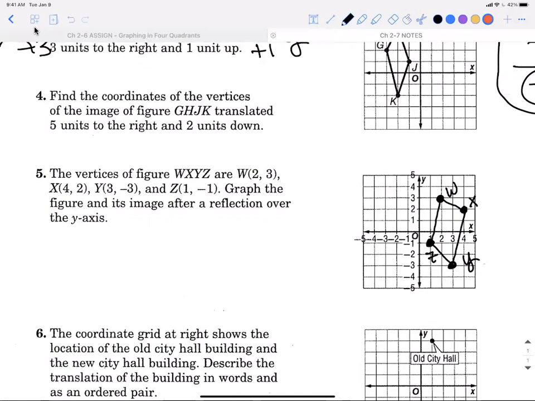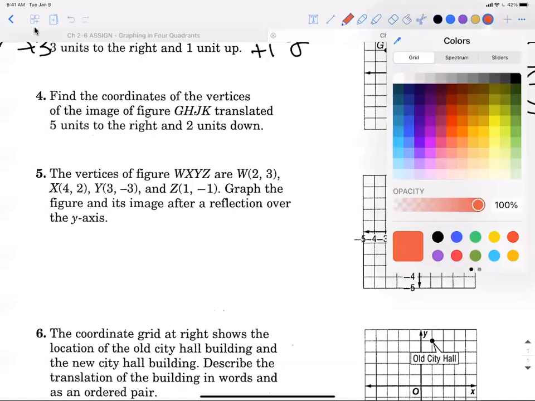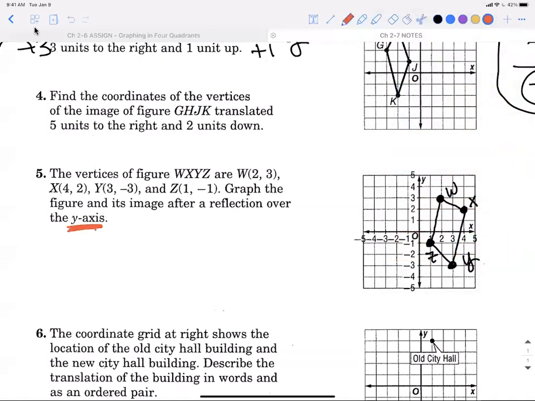Now it says graph the figure and its image after a reflection over the y-axis. First you've got to notice that it is the y-axis that we are reflecting over. And if it helps you, I would do this on your homework: once you identify which one you're reflecting over, give yourself a reminder. This is called an axis of symmetry or a reflection point, meaning that our image is now going to flip over that y-axis. There's a way to do it with the image, and I'll also show you how to do it without looking at the image.